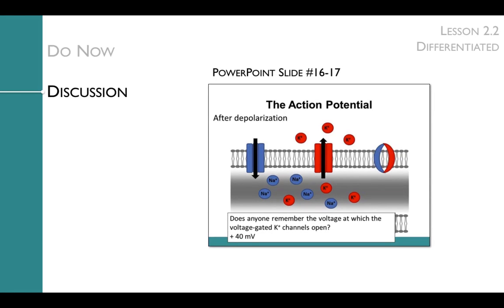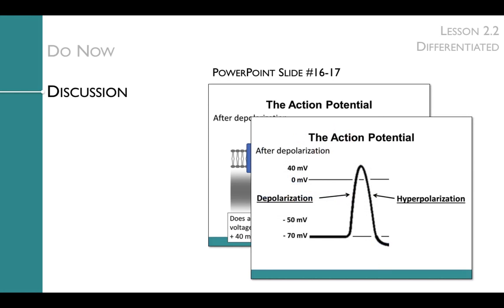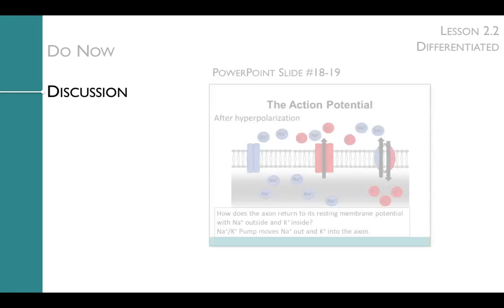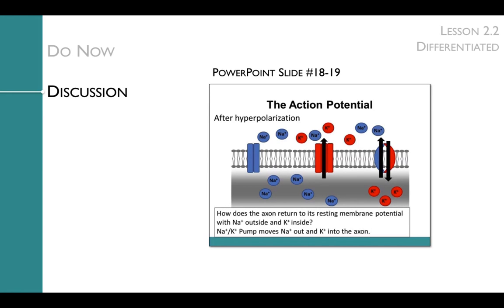Slide 16 allows you to describe what happens in the axon after depolarization. Sodium channels close, the potassium channels open, and potassium ions rush out of the axon. Slide 17 allows you to demonstrate how this flow of ions appears on a graph and introduces another key vocab term, hyperpolarization. Slide 18 allows you to describe what happens in the axon after hyperpolarization.